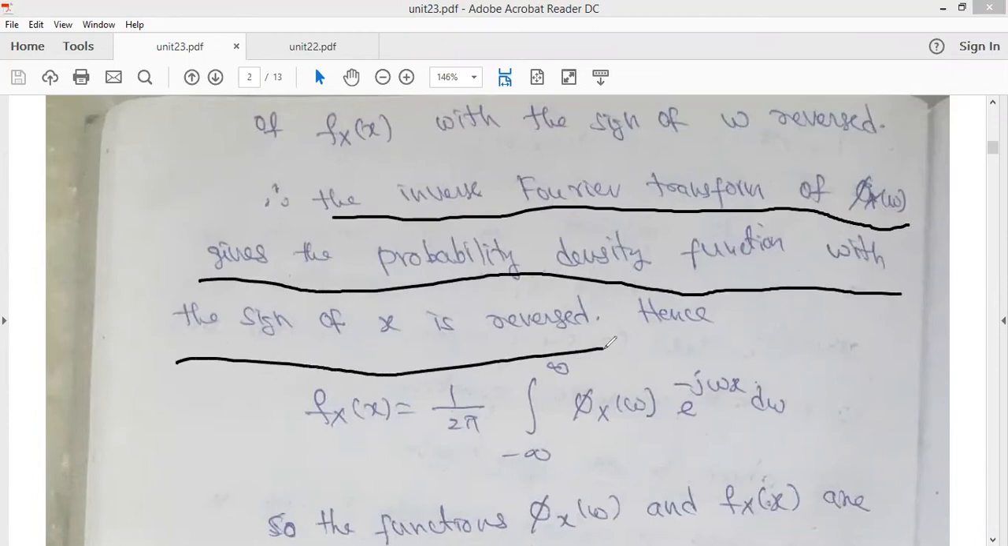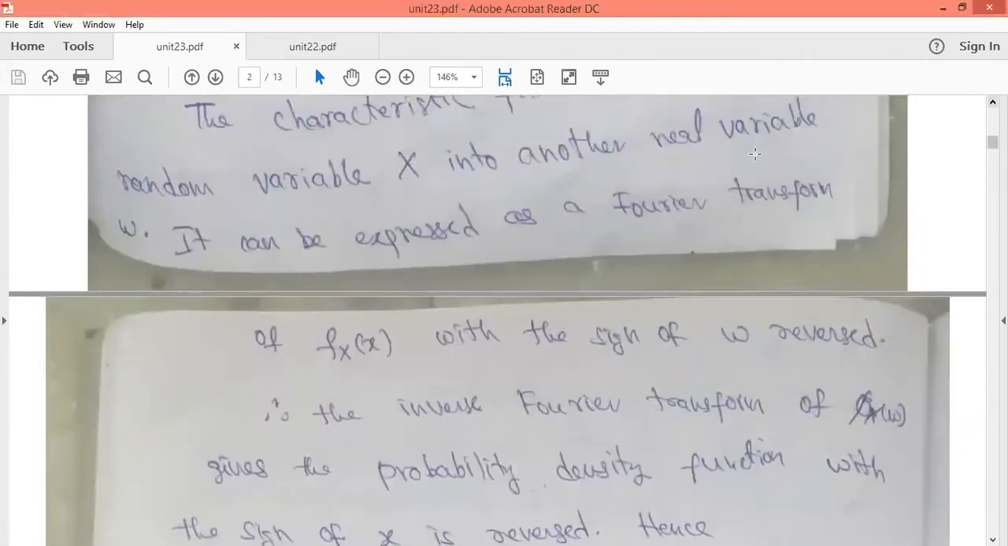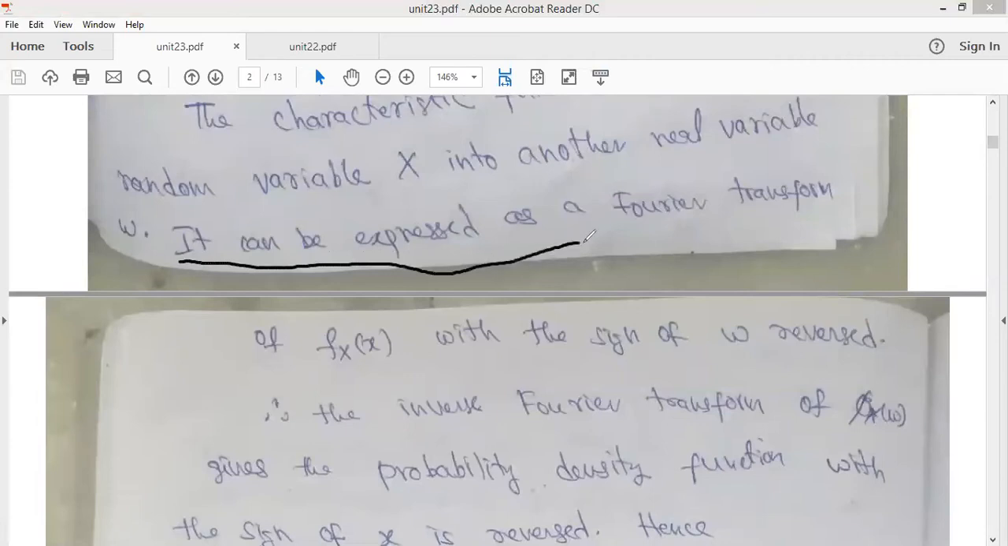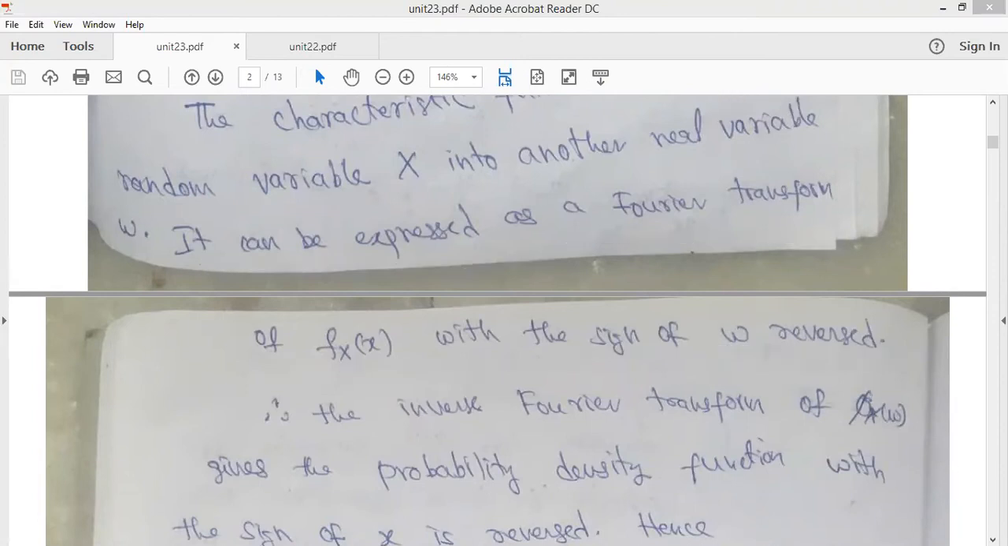with the sign of x reversed. Okay, the x sign should be reversed. Similarly, in the previous case, the characteristic function is the Fourier transform of fx of x with the sign of omega reversed. So in the characteristic function, the sign of omega will be reversed, whereas here in the inverse Fourier transform, the sign of x is reversed.